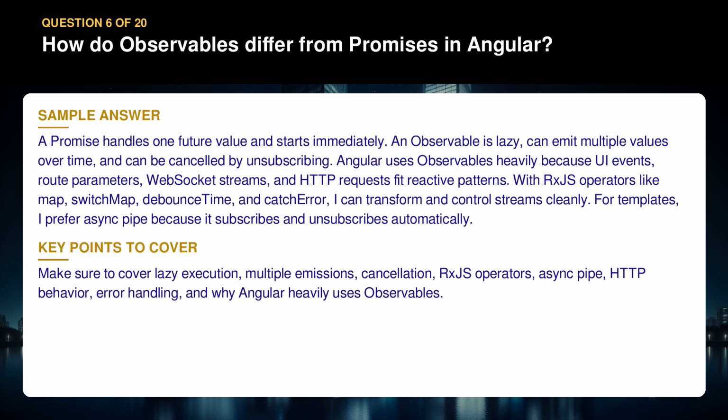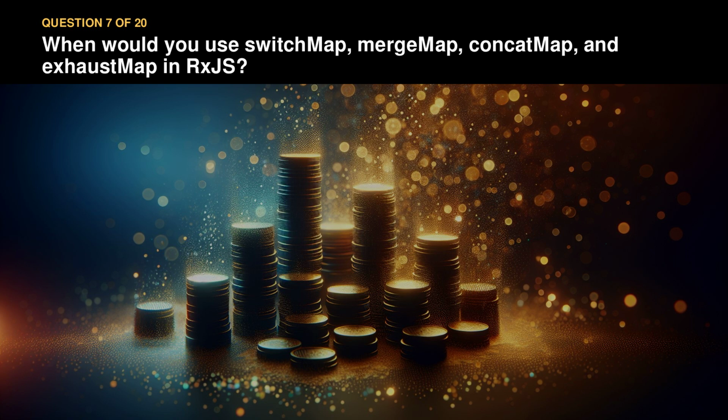Make sure to cover lazy execution, multiple emissions, cancellation, RxJS operators, async pipe, HTTP behavior, error handling, and why Angular heavily uses observables. Question 7. When would you use switchMap, mergeMap, concatMap, and exhaustMap in RxJS?